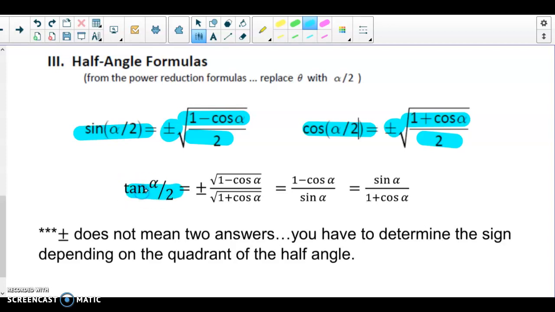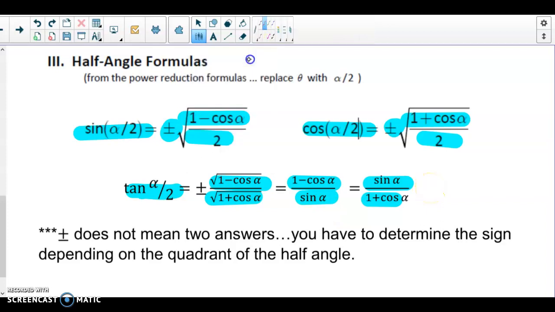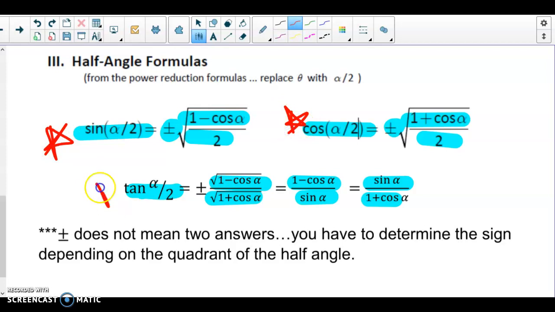Tangent has three different variations based on taking the sine and dividing by the cosine. There's one with a square root on the top and a square root on the bottom, and the last two are variations of the first one as we rationalize numerators and denominators. I'll be honest with you, I choose one of the last two because they look a little easier. I'm going to put a star by these because they are located on your formula sheet, and I need you to be able to know these as well as use them.